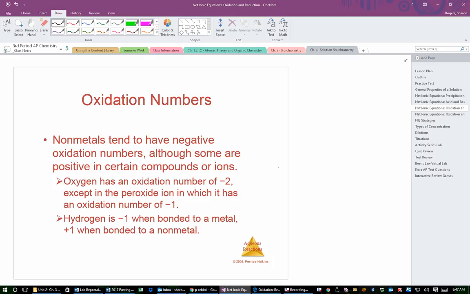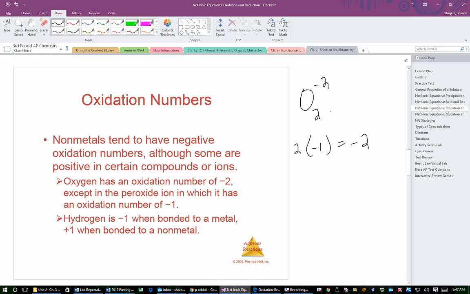So if I said peroxide, just so people can see what I'm doing, peroxide would be O2 with a -2 charge. So think of it as a polyatomic ion. If I have 2 oxygens with the overall charge of -2, what's the charge of each oxygen? -1. Okay? So 2 times -1 is -2.